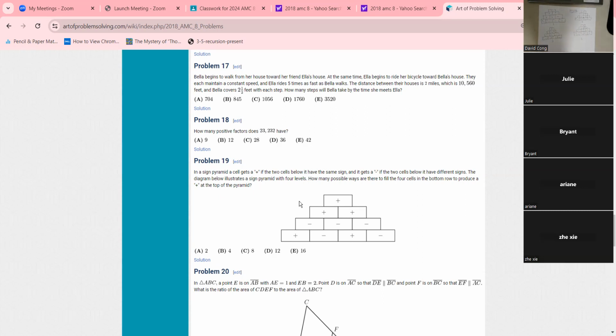So another 2 ways. So in total, we know there's 8 ways to color a pyramid. So the answer is C. So this is definitely a much longer problem. And this problem tests your ability to count cases.